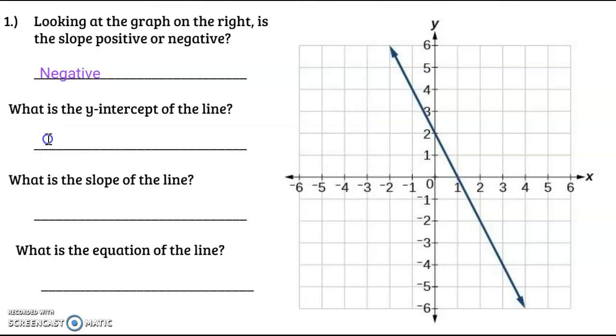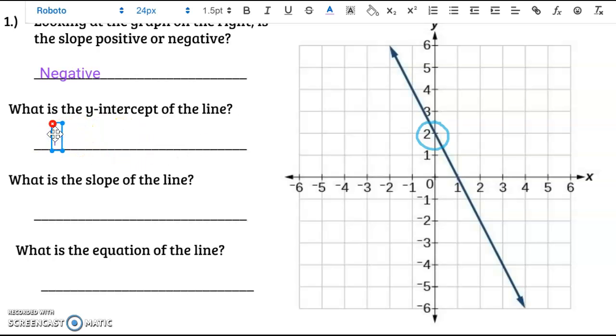Then it says, what is the y-intercept? Remember, the y-intercept is where it crosses the y-axis, which is right here. And you can write that as either the coordinate (0, 2), or you can write it as y-intercept equals 2. Either way is perfectly acceptable. Oops, sorry about that. Equals 2. There you go. That's your y-intercept.